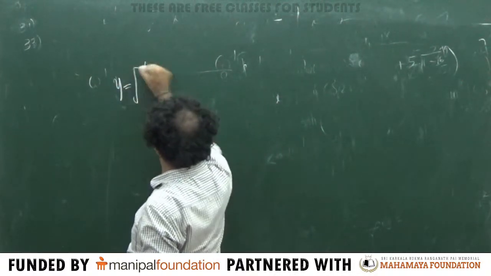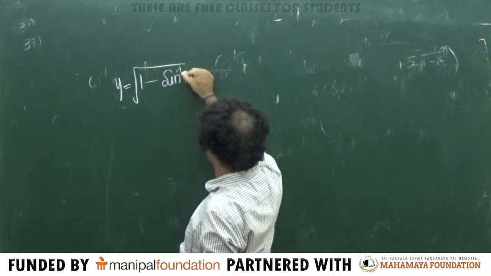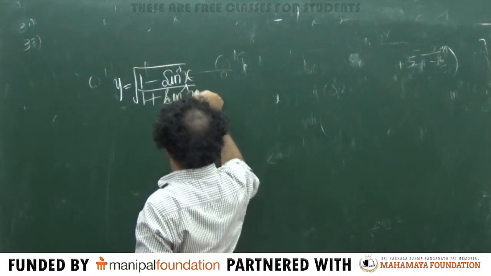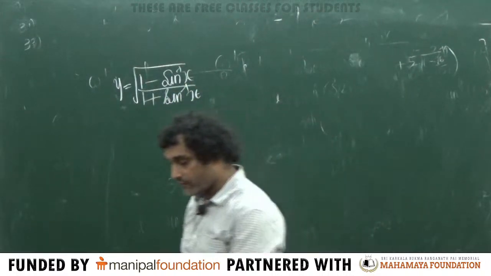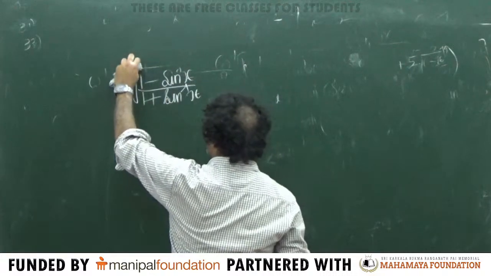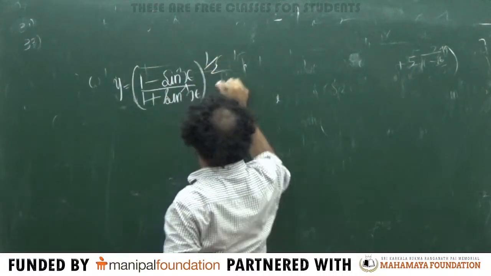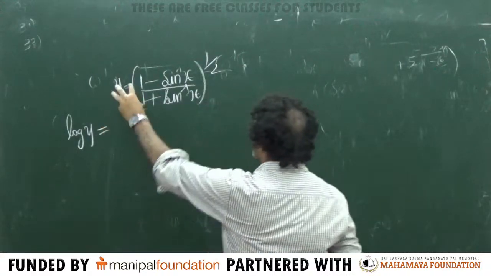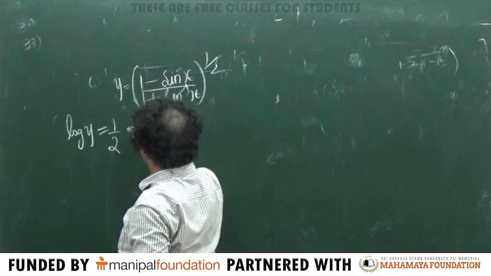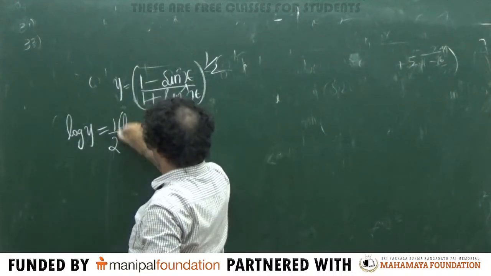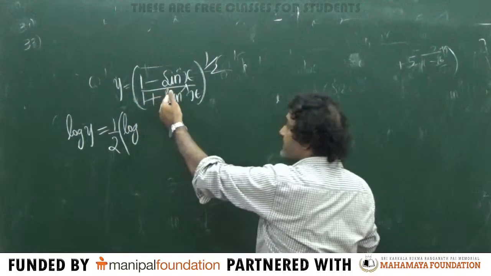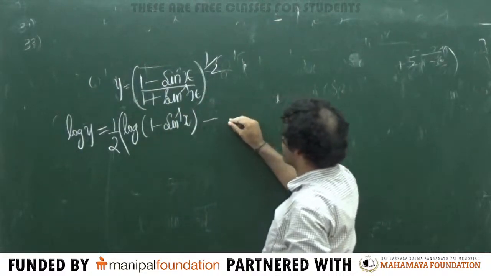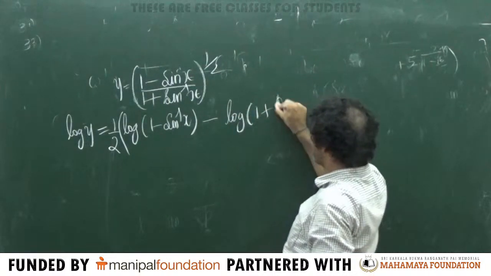Do you have y equal to root of (1 minus sin inverse x) divided by (1 plus sin inverse x)? So is it to the whole power, instead of having root, can I take it as whole power half? And can you take log y? What's log of a power b? Isn't it b log a? But what's log a by b? Isn't it log of 1 minus sine inverse x minus log of 1 plus sine inverse x?